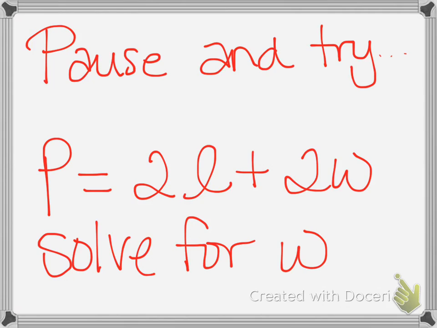Okay, at this point, I want you to hit pause, and I want you to solve the formula for the perimeter of a rectangle. P equals 2 times length plus 2 times W, and I would like you to try to get the W by itself. After you have solved it on your own, then go ahead and continue to play.